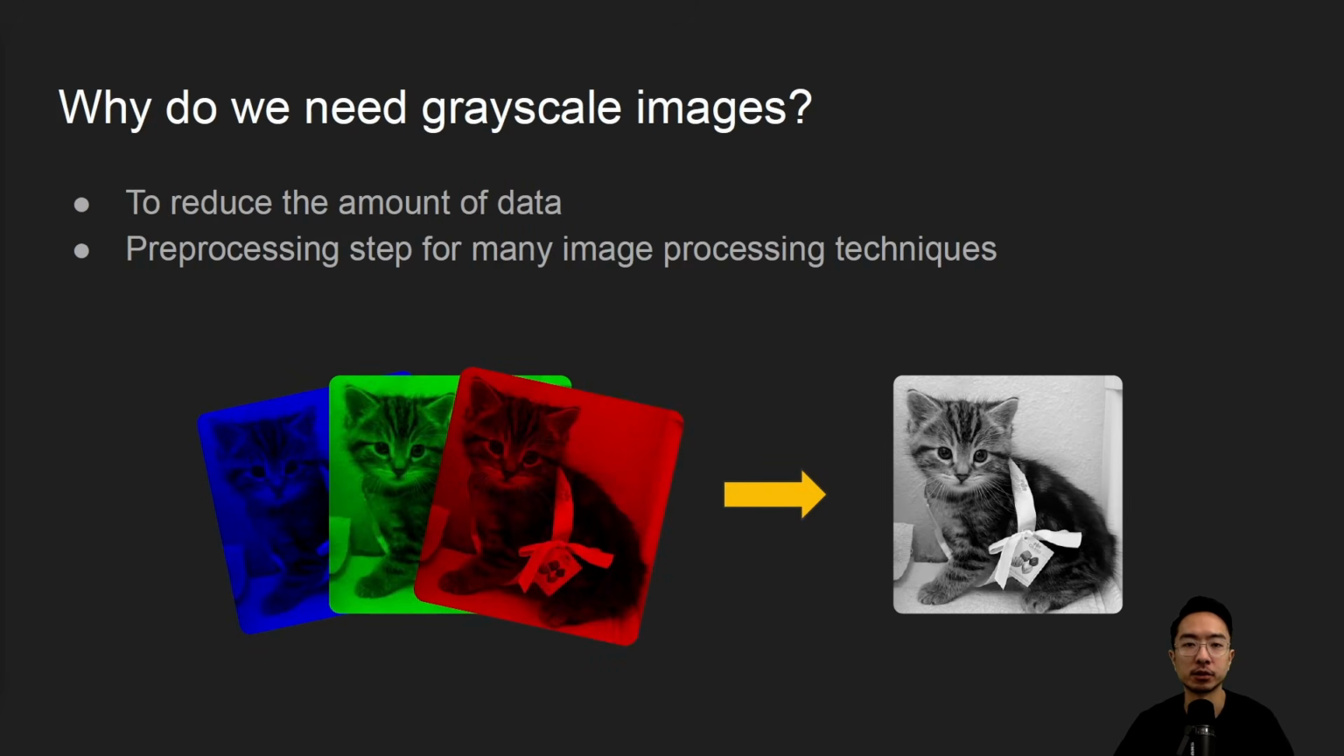Okay, now you might be wondering, why do we need grayscale images? One of the main benefits is to reduce the amount of data, because with a color image we have 3 channels, and with a gray image we have only 1 channel. So 3 versus 1, obviously with a single channel you use a third of the amount of data. A lot of times for certain pre-processing steps for image processing, it may be useful to just look at a combined channel instead of all 3.